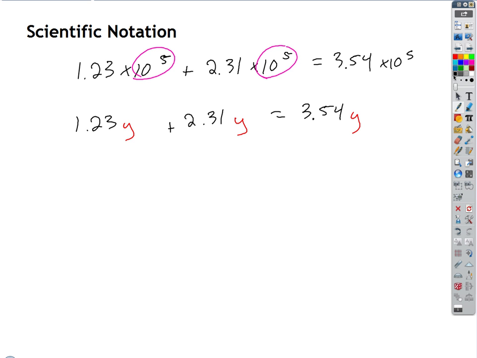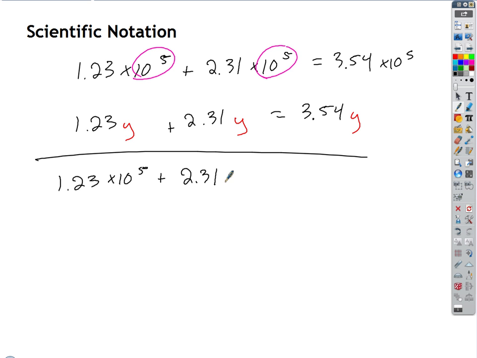What if we wanted to do something like 1.23 times 10 to the 5th plus 2.31 times 10 to the 6th. Don't say anything out loud, just stare at that for a second, and I'll give you permission to talk to your neighbor about it if you want to. That's fine.